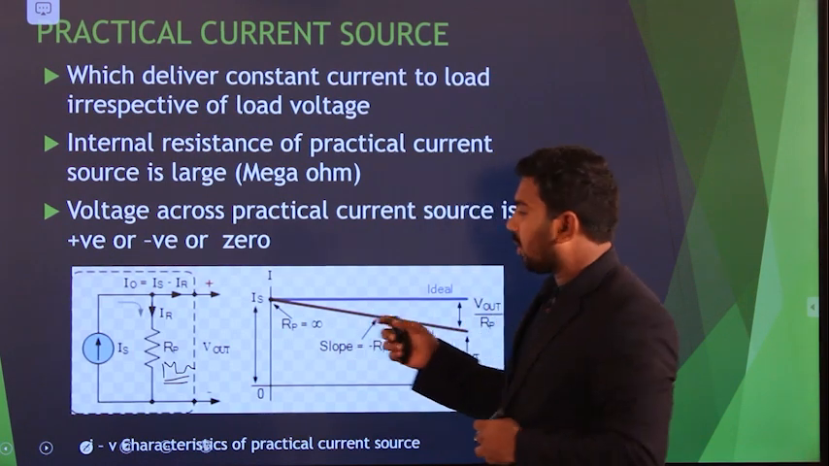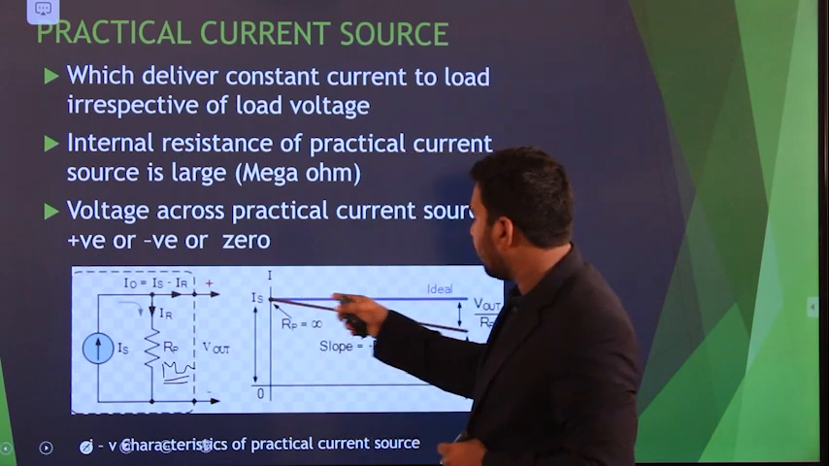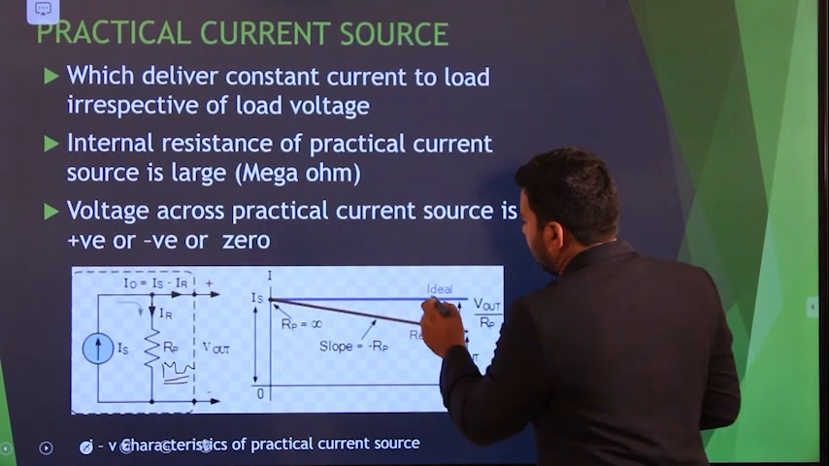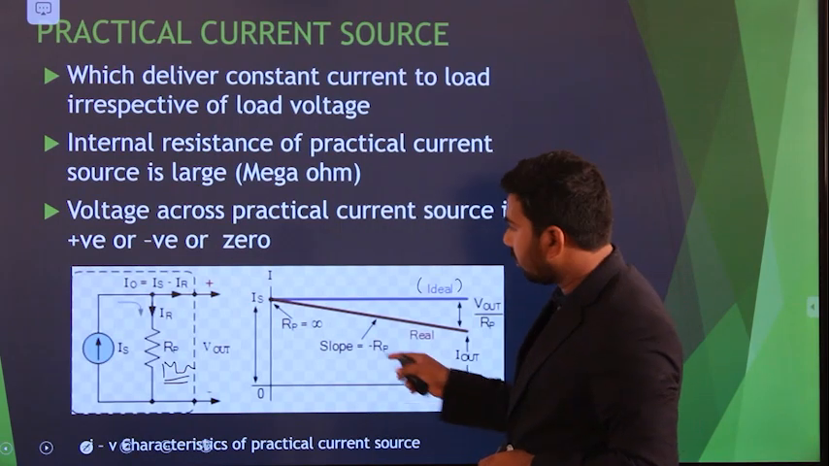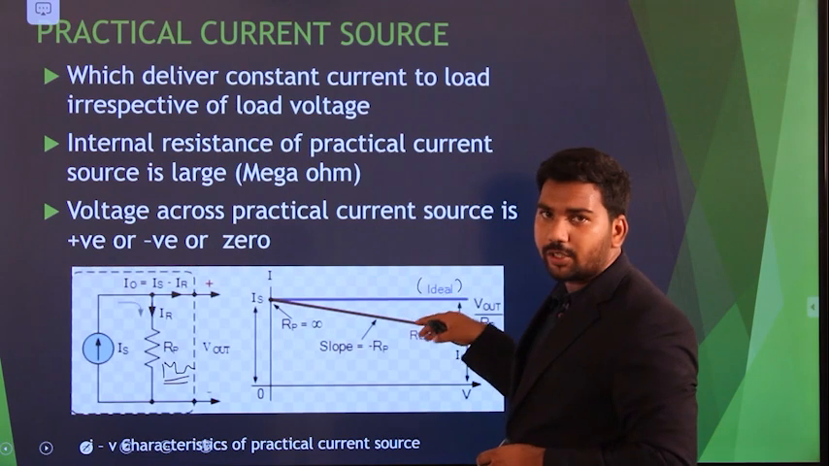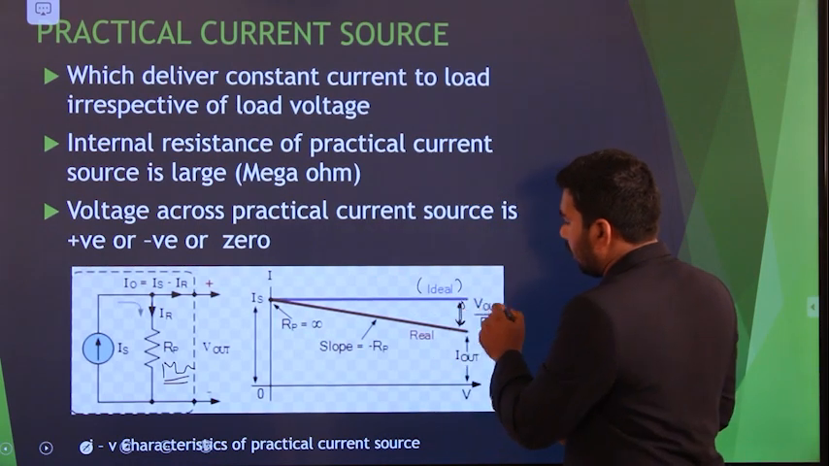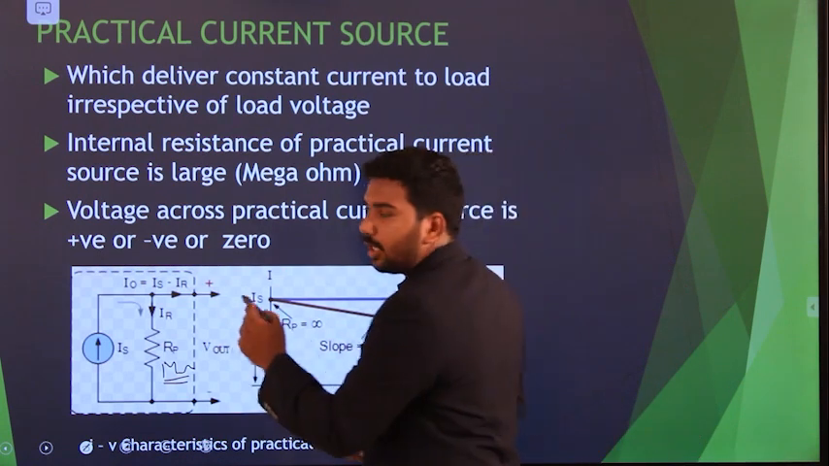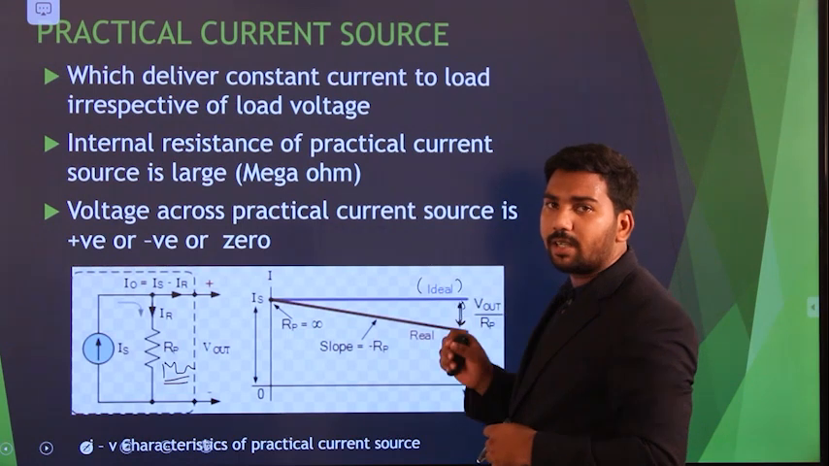Now, due to this resistance, the current will decrease. This is our ideal plot, constant with respect to voltage, but due to the presence of this resistance, our current decreases somewhat. How much? Voltage divided by resistance value. That much current will decrease.